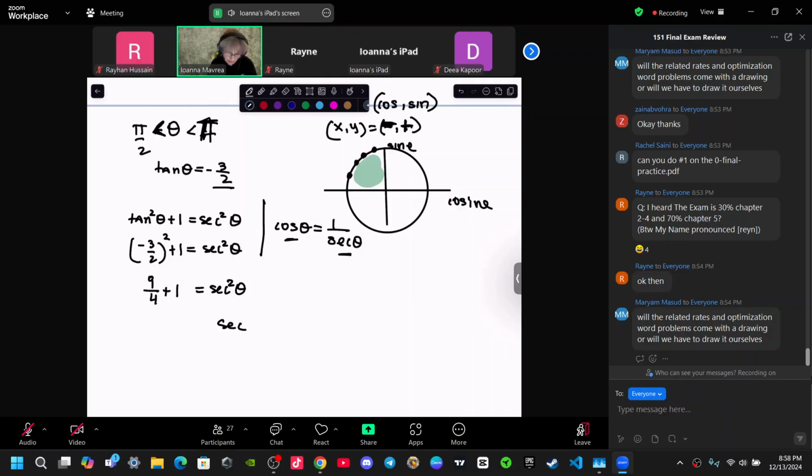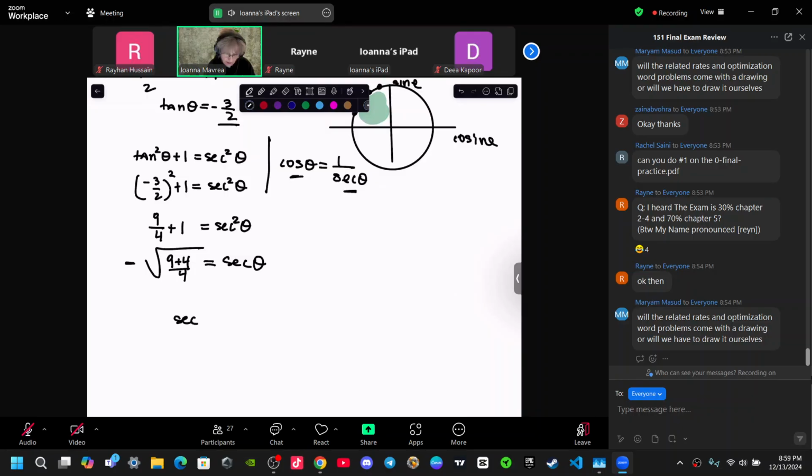So secant is negative square root of whatever this thing is. So what is this thing? Oh dear, 9 plus 4. Again, I wouldn't simplify, but let's do. So secant is negative square root of 13/4. Can you simplify the square root of 4? Sure. Do you need to?